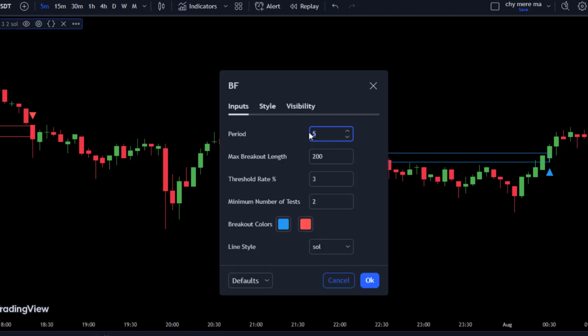On the input setting, we are going to set the period to 6. Set the max breakout length to 300. Set the threshold rate percent to 4.